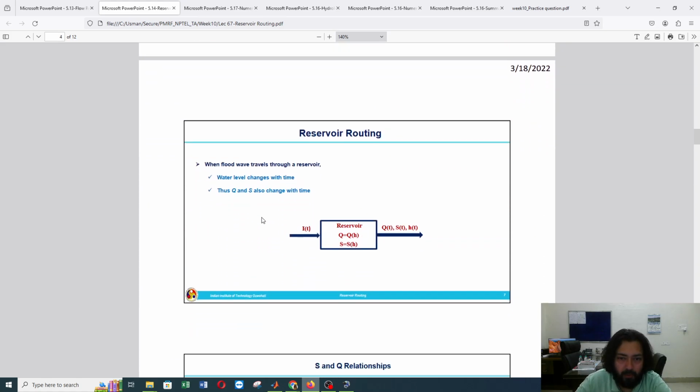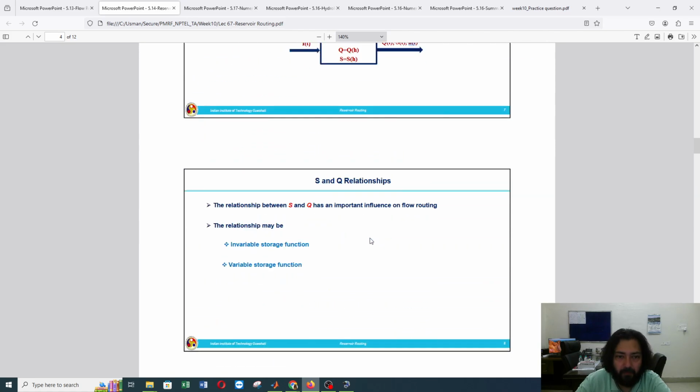Now here we are saying that when the flood wave travels through the reservoir, we can observe that the water level changes with time, and because of this change in water level with time, there would be some changes in discharge and storage capacity of the reservoir also. So here the inflow in the reservoir, which is the water level, is a function of time. So the outflow, the storage capacity and head are also functions of time. Because inflow is a function of time, we are connecting that with storage capacity, outflow, that is discharge, and head will also change with respect to time.